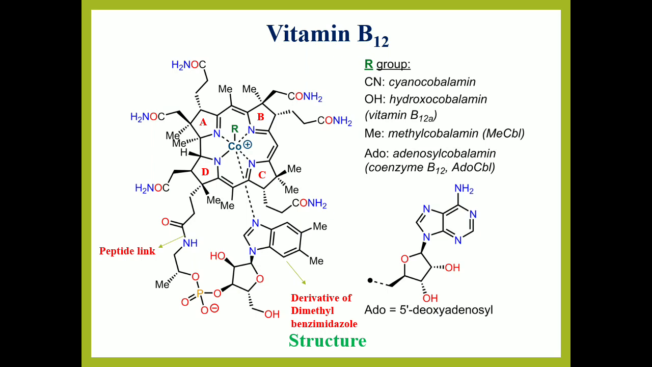And here, if the R group is present as a cyanide ion, then it is not simply vitamin B12, it is cyanocobalamin. But if it is present as a 5-deoxyadenosyl moiety, then this will make coenzyme B12. So vitamin B12 can form different structures on the basis of the R group. Like cyanide forms cyanocobalamin, and if it is present as an OH moiety, it is hydroxycobalamin.